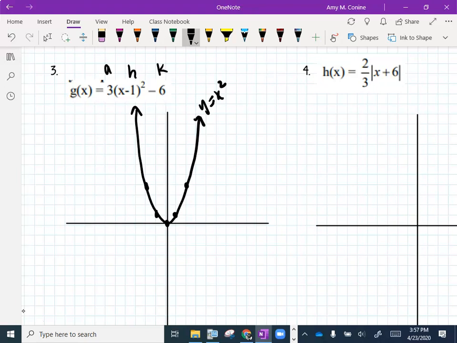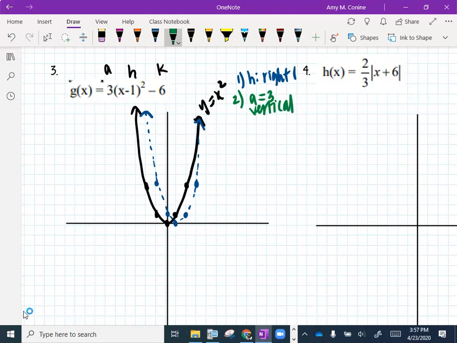My h here is my left, right. So I'm going to go right 1, and I'm going to document all of my changes so I can keep track of where I'm going. I'm going to move all these points to the right one and do my graph as a dotted line. I have a equal to 3, so that's going to be a vertical stretch.